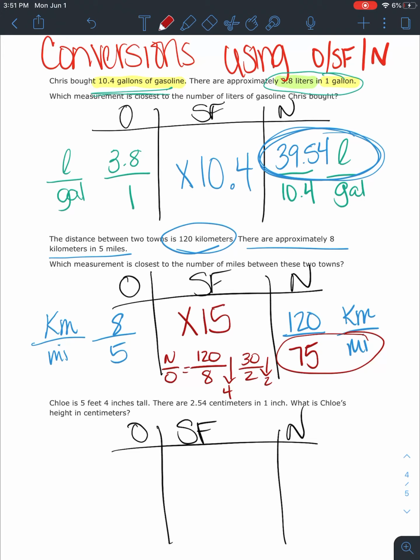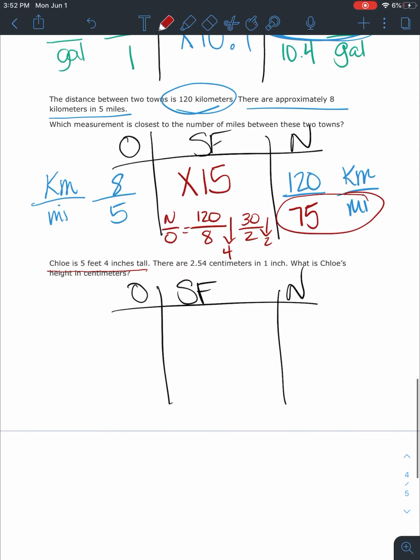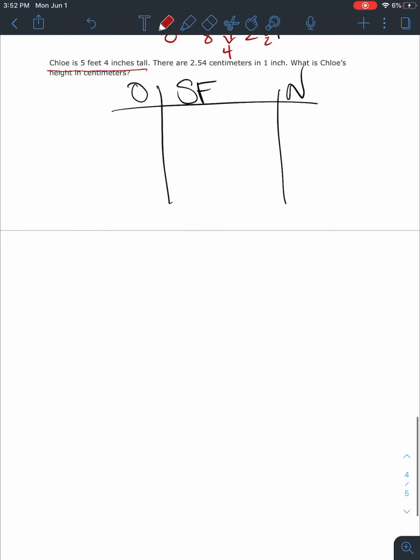Cool. All right, Chloe is 5 feet 4 inches tall. There are 2.54 centimeters in 1 inch. What is Chloe's height in centimeters? Okay, so I threw this one in here because it does have a little bit of an extra step for us. I'm going to have to, but I don't want to have to make 2 tables here. There should be a little bit of an easier conversion that we can hit on the head, but maybe we want to make that table.